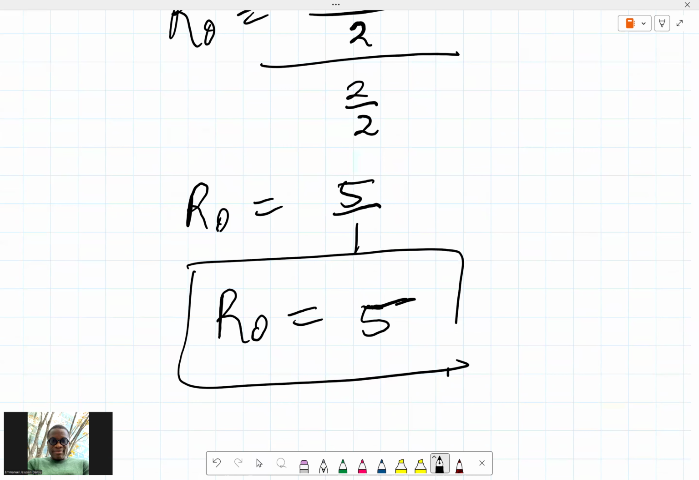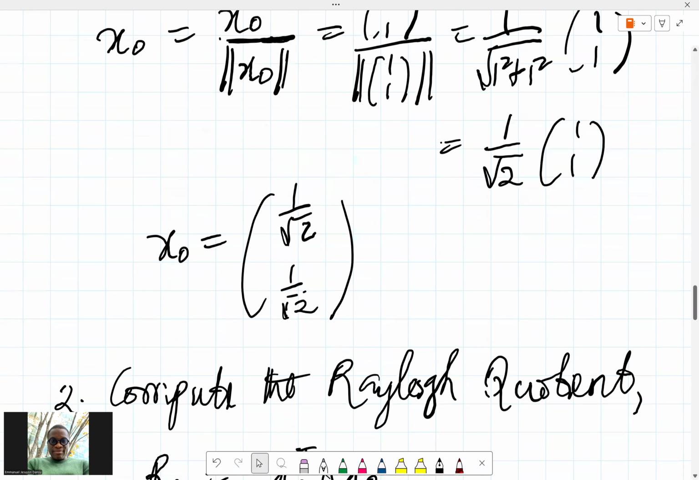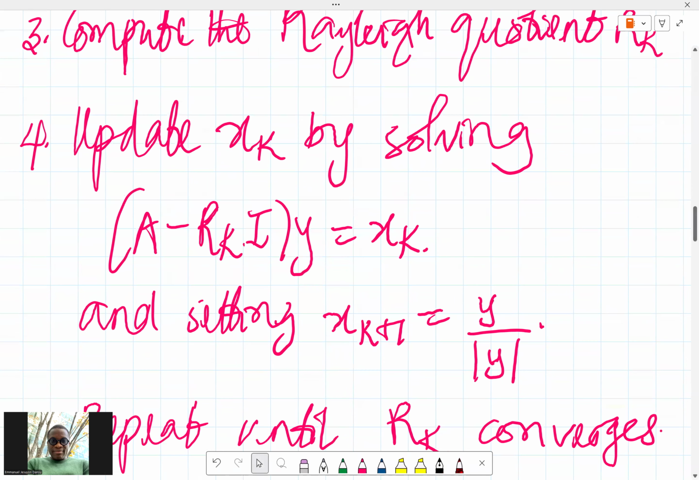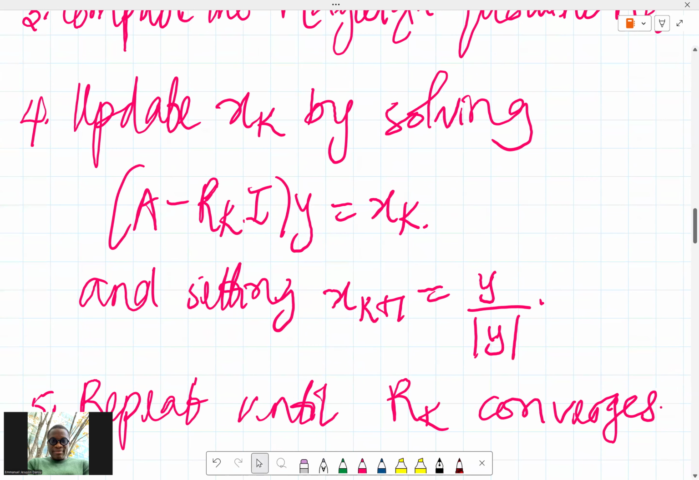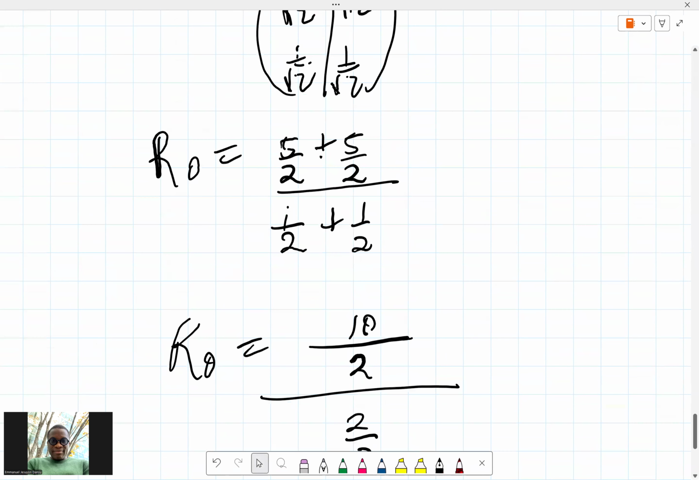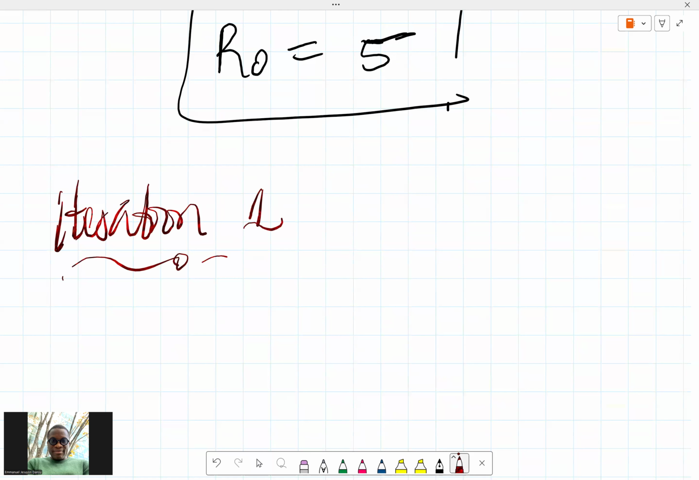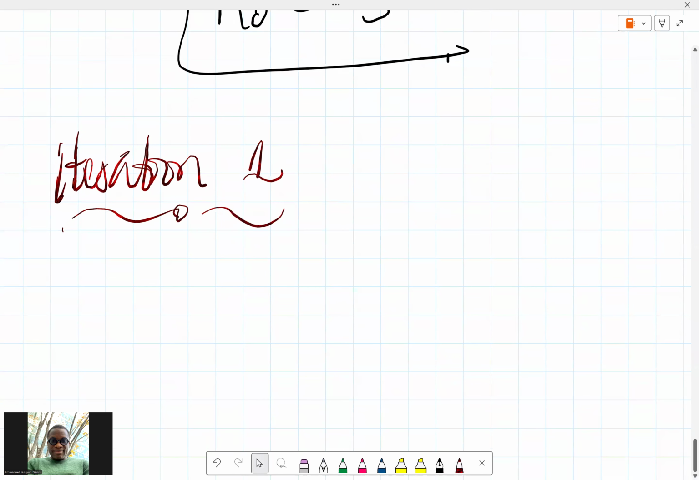Okay, so now we need to solve. You remember there's something to solve, right? We have to solve this expression. So we want to update xk now by solving this. We want to get xk plus 1. So that is the first iteration, or rather iteration 1.